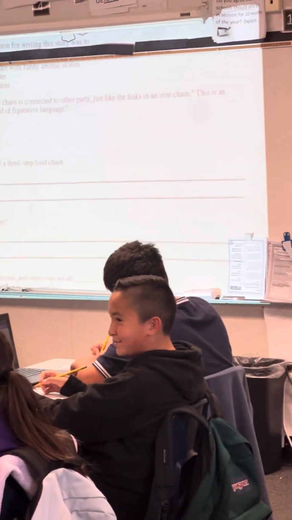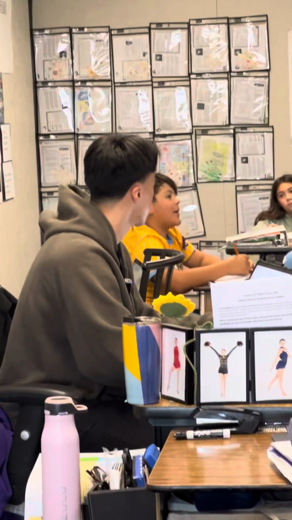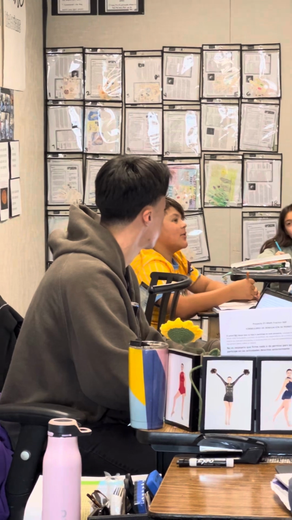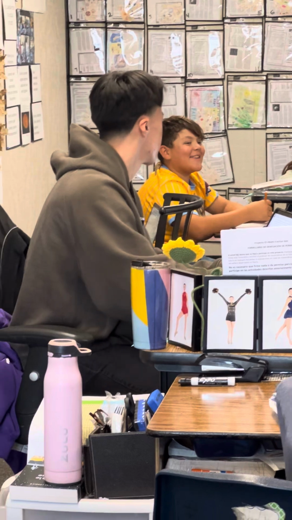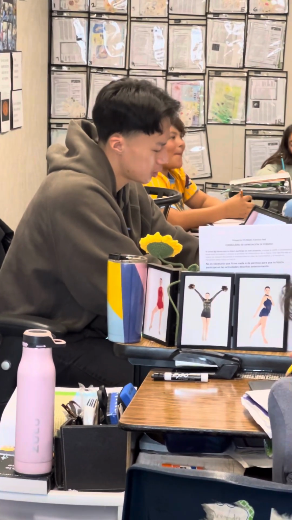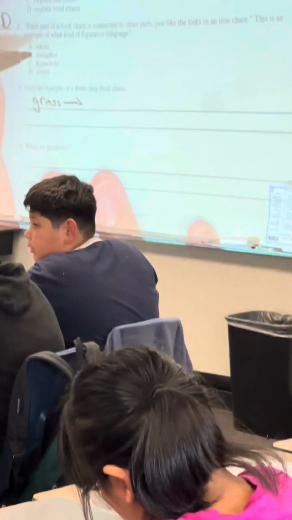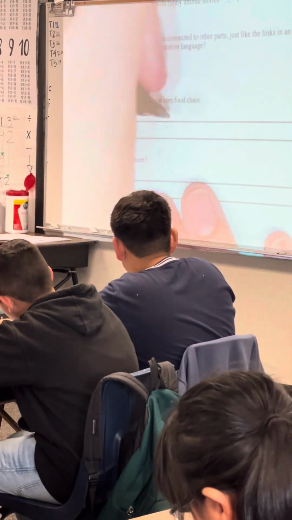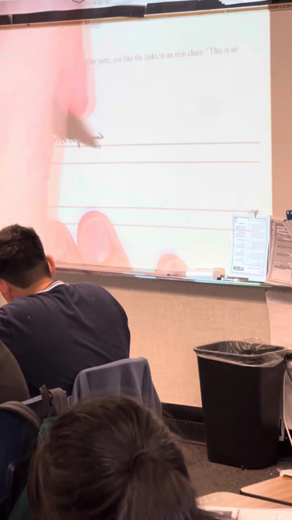Okay, so 3. Give an example of a 3-step food chain. Victor? Use a food chain. Yeah. Rat, antelope, tiger, lion. Okay, well, maybe grass, antelope, tiger. Okay, yeah. So sun to grass, grass to antelope, antelope, and then antelope to tiger.